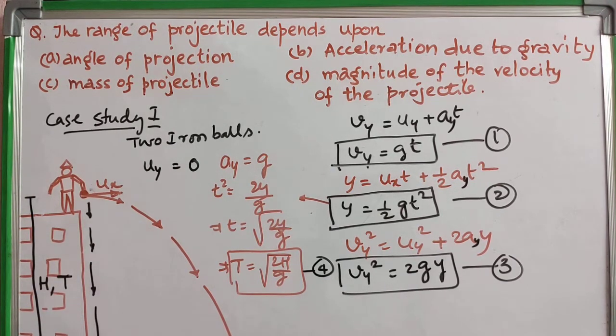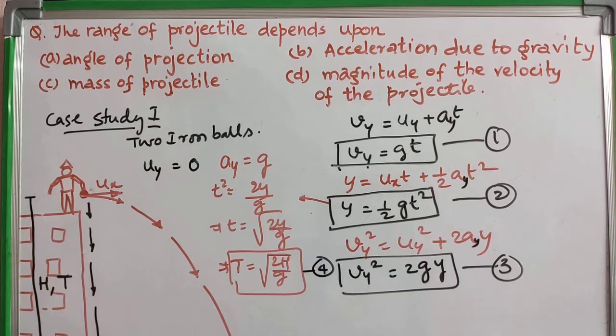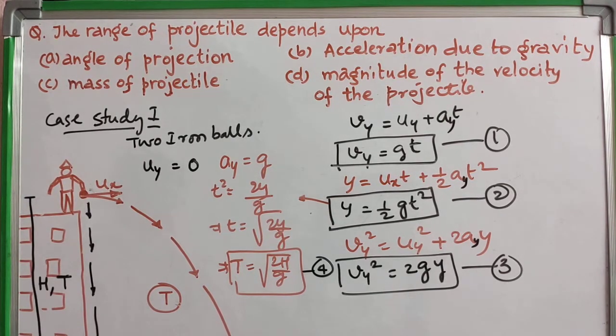But if you really do this activity, you will find that even if there is a horizontal velocity and the body is covering a horizontal distance, even then the time taken to reach the ground is still t. There is no change in time of flight, whether the horizontal velocity is present or not. Clear? Let me explain with the help of these equations.